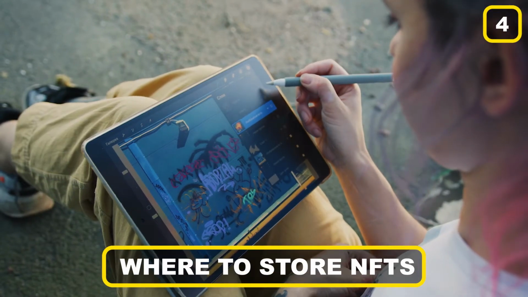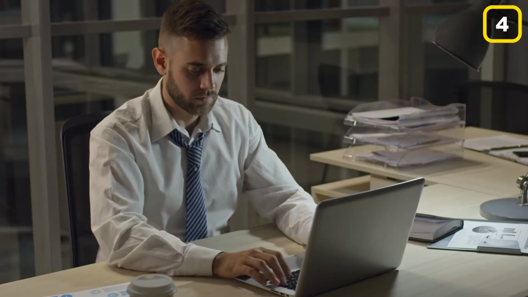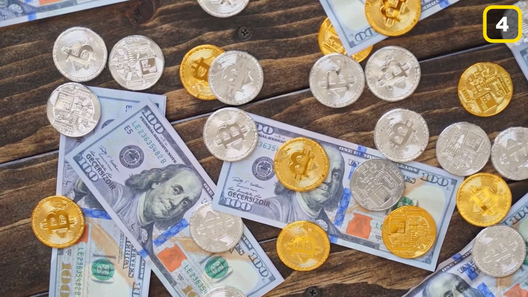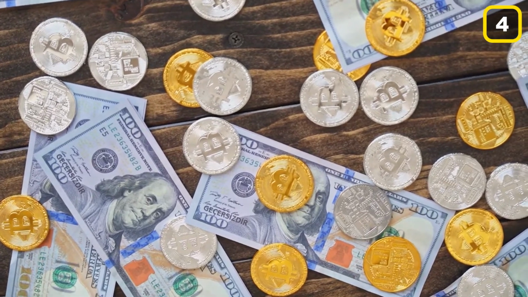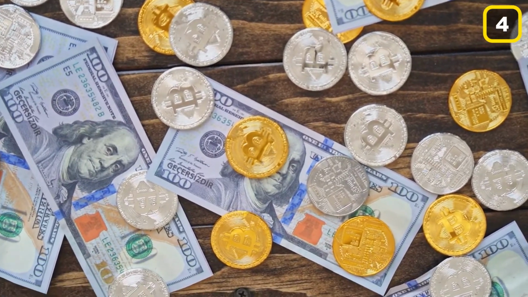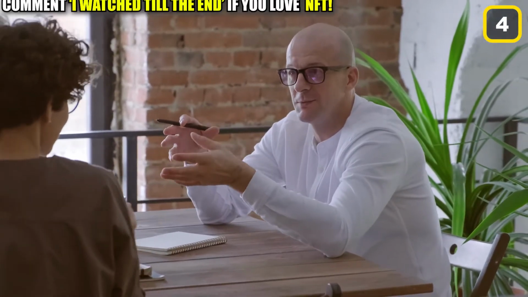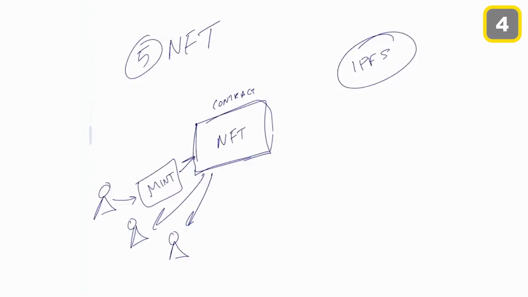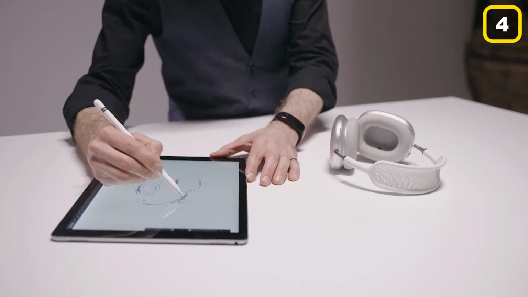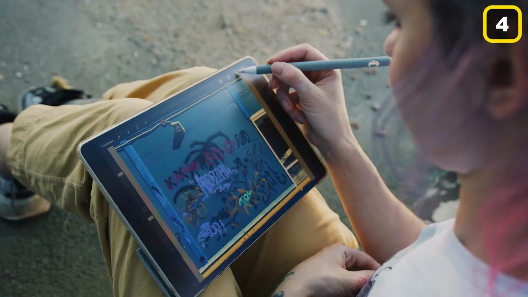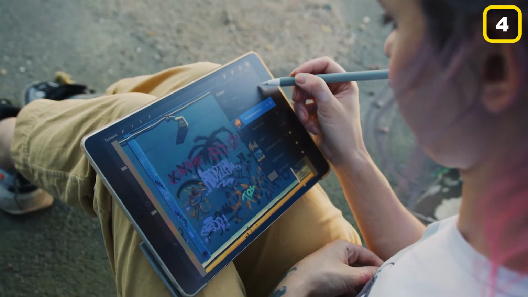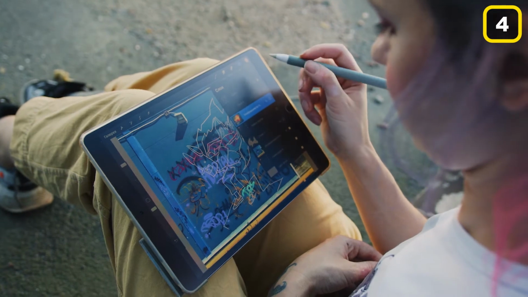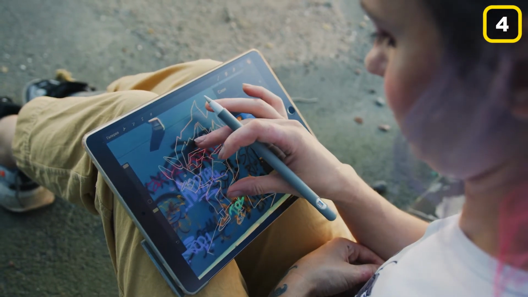Number 4, where to store NFTs. The next step to figure out is where to store the NFTs themselves. Since the whole movement of crypto is based on decentralization, the answer to the storage problem is the same. There are multiple decentralized file storage systems online that can be used, but one really useful among them is IPFS. One thing to remember is that unlike what most people think, the pictures or GIFs that represent NFTs aren't stored on the blockchain itself, which just contains the proof of ownership.